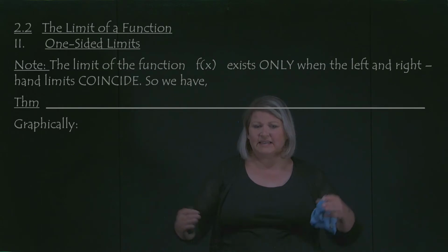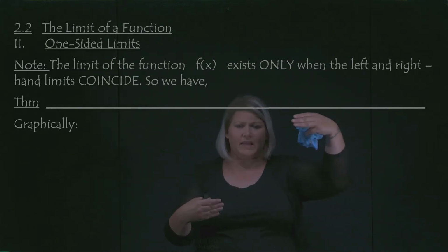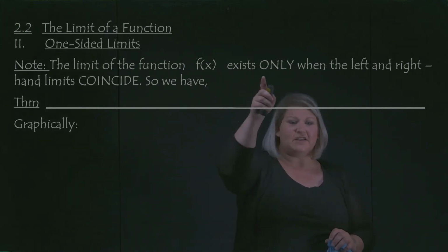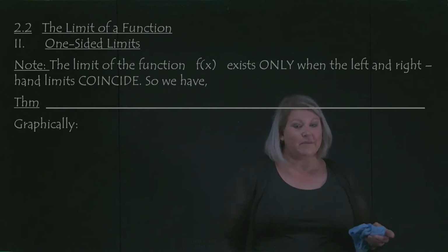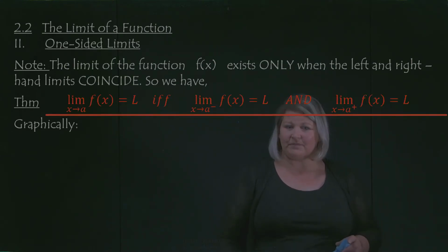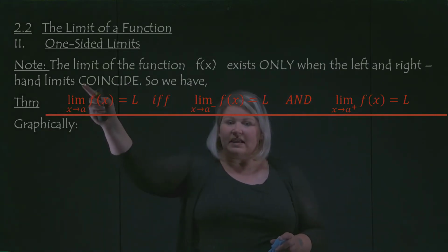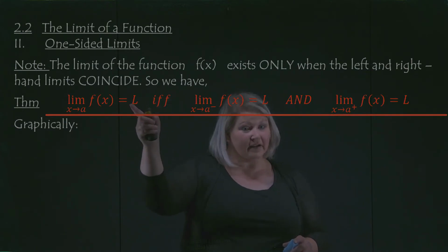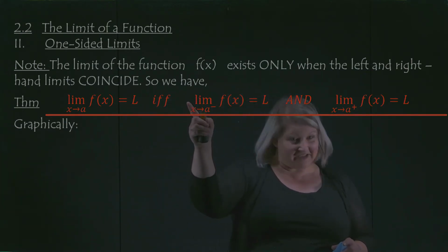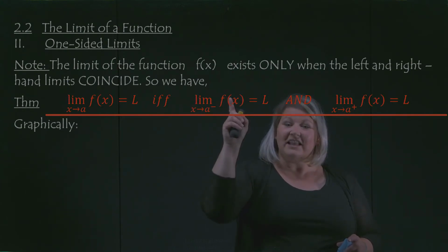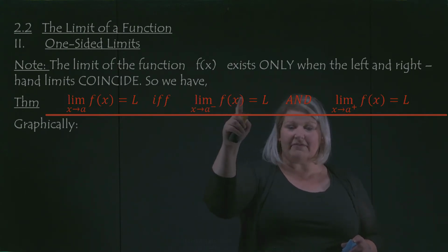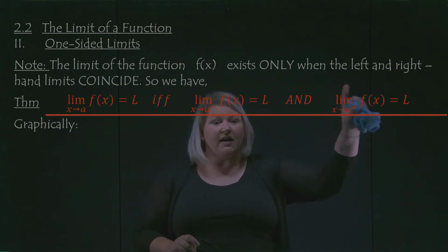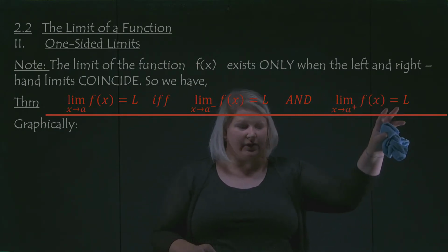When we look at these one-sided limits, the idea is we want to look at what's happening from the left and what's happening from the right, because the limit of the function f of x exists only when the left and the right-hand limits coincide. They have to be the same. So here we've got this theorem. The limit of f of x as x approaches a is equal to some value L if and only if the limit of f of x as x approaches a from the left is equal to L, and the limit of f of x as x approaches a from the right is also equal to L.